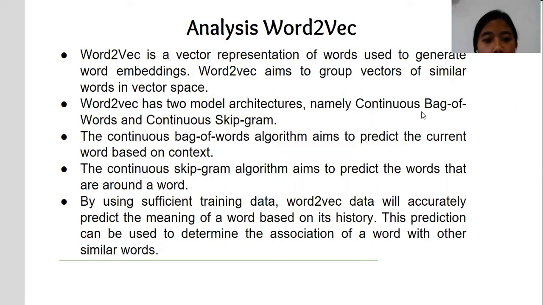5. By using sufficient training data, Word2Vec will accurately predict the meaning of a word based on its history. This prediction can be used to determine the association of a word with other similar words.